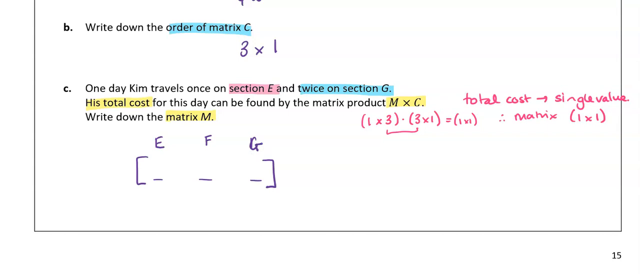And what the information is that we're putting in here is about his travel. Okay, so he travelled once on section E. He travelled twice on section G. There was no travel on section F, but we can't just leave it blank, so we represent that with a 0. And that gives us our matrix M as required.